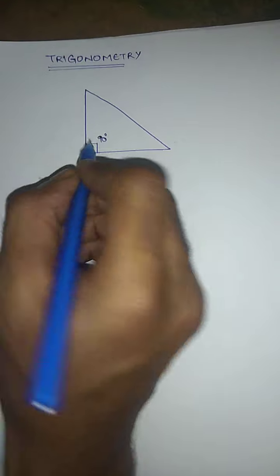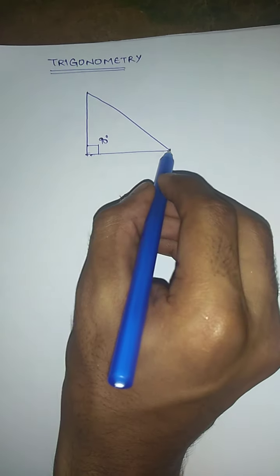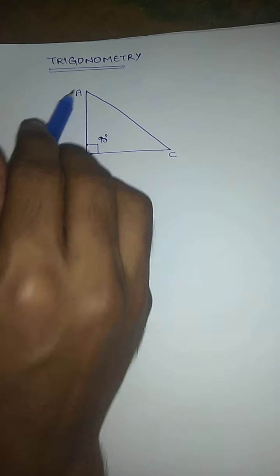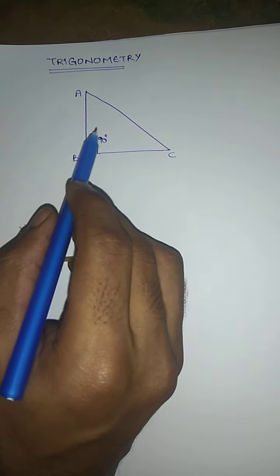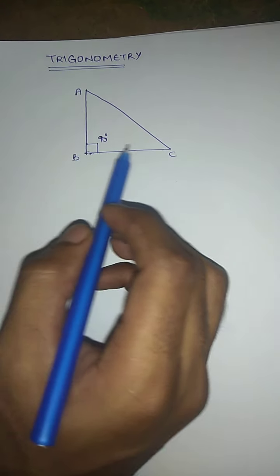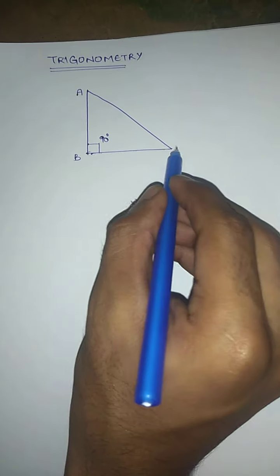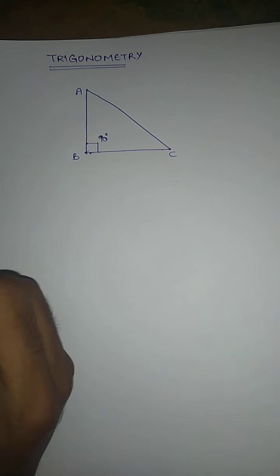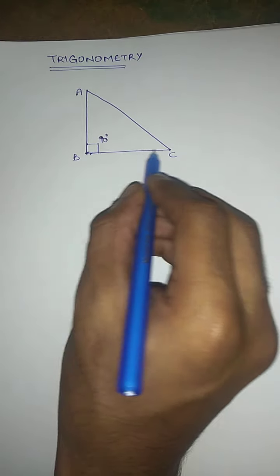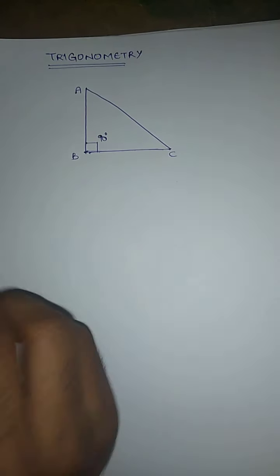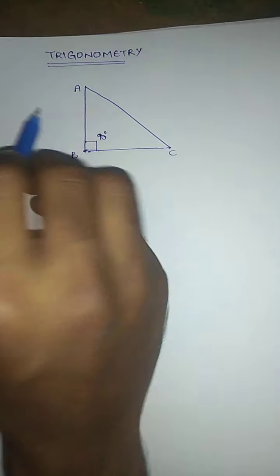I'll name this. See how I name it. These are the vertices, and vertices are given with capital letters. I'll name it as ABC, or you can name it as PQR or XYZ. Any of the naming can be done according to your convenience. Remember this: the vertices are given with capital letters and the sides are denoted with small letters. These vertices can be given any letter according to your convenience, but the sides cannot be taken the same way.